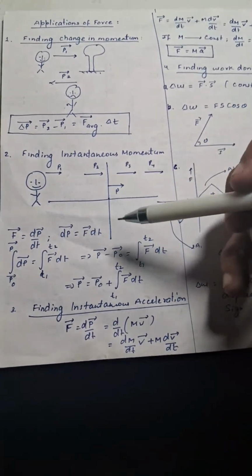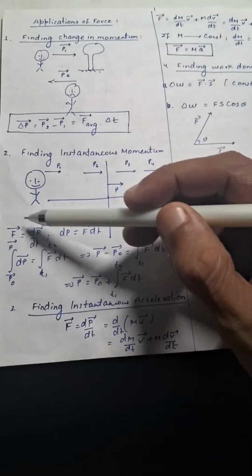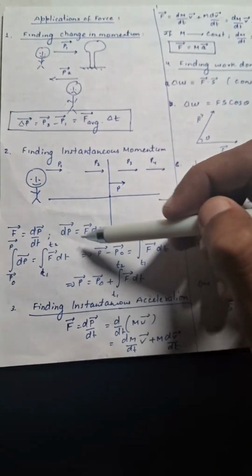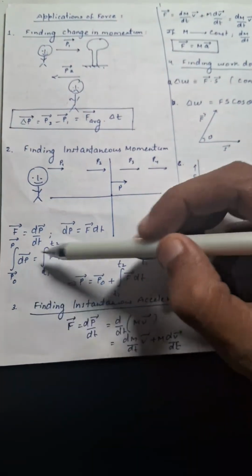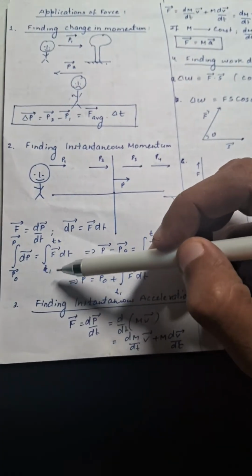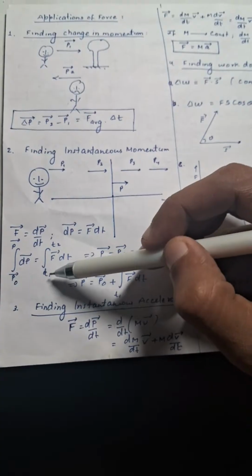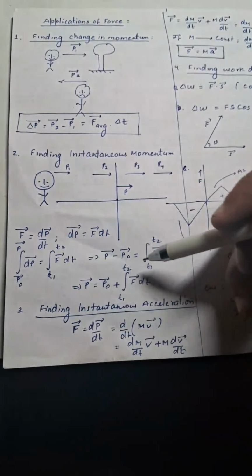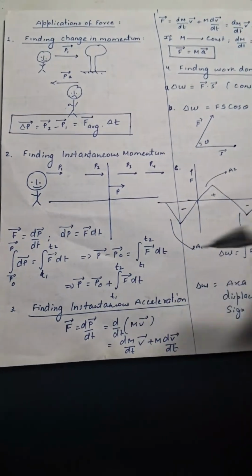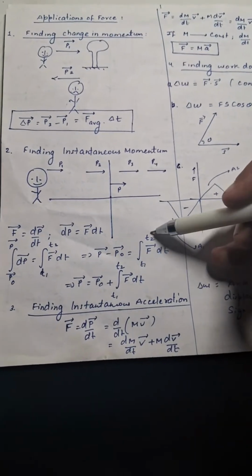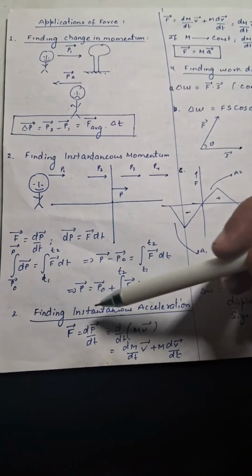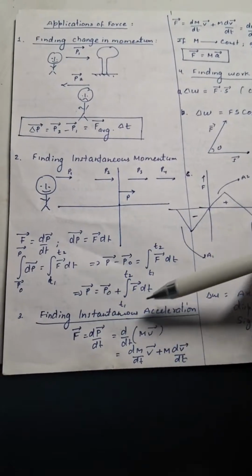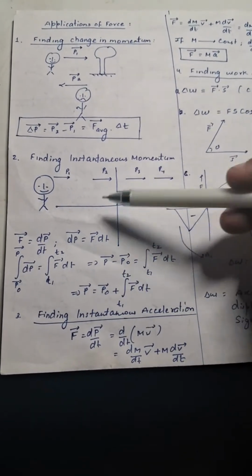For finding this, we can find the force. The instantaneous force is dp by dt, the rate of change of linear momentum. So dp comes out to be F dt, and if we integrate the expression, we have the integration of dp equals the integration of F dt, with limits from t1 to t2 and from p0 to p. Solving, p minus p0 equals the integration of F dt from t1 to t2, and so momentum is p0 plus the integration of F dt from t1 to t2. This is how we can find instantaneous momentum using the concept of force, which is another application of force.